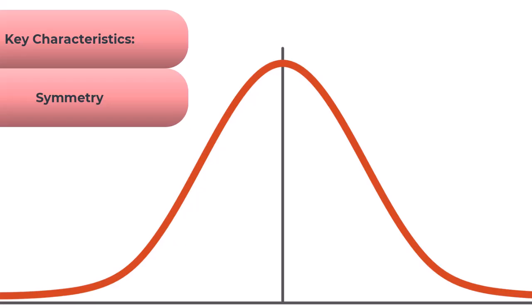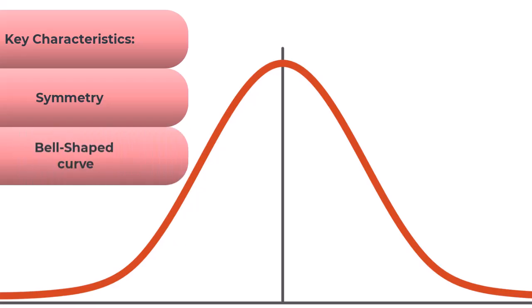The next key characteristic is a bell-shaped curve. The bell-shaped curve of the normal distribution indicates that most of the data points cluster around the mean, with fewer and fewer points appearing as you move farther away. The spread of the normal distribution is determined by its standard deviation, a measure of how spread out the data points are from the mean.